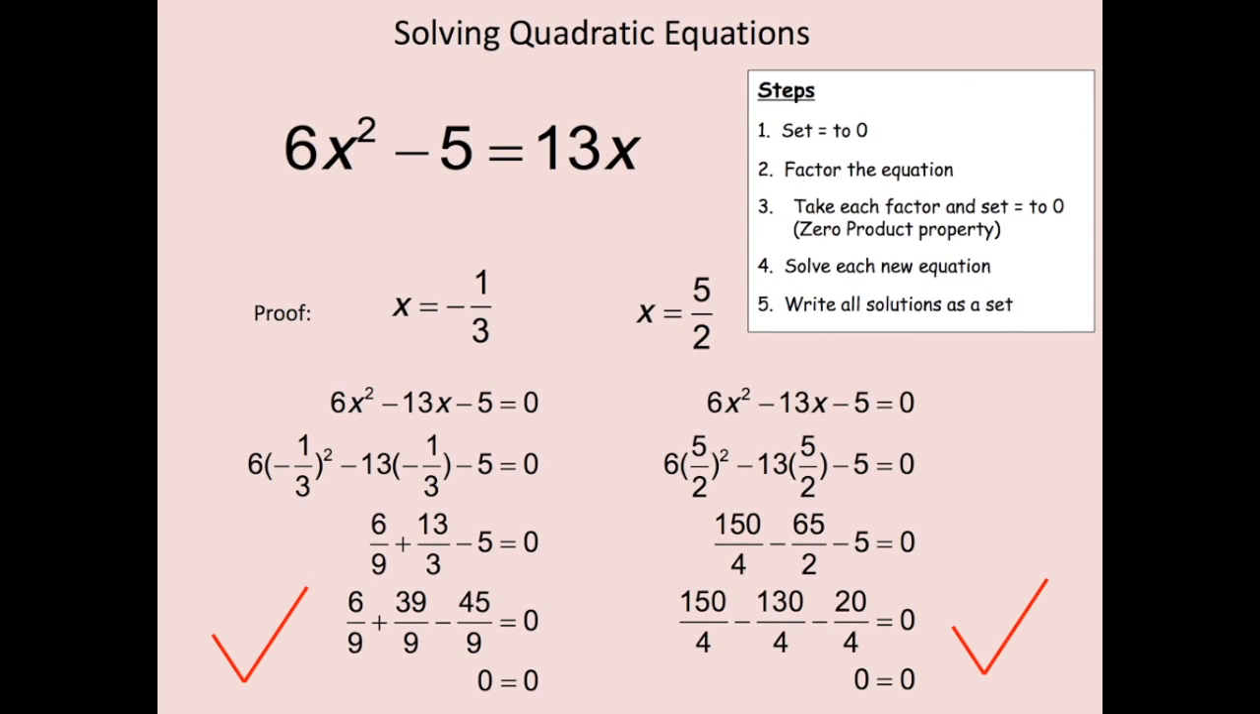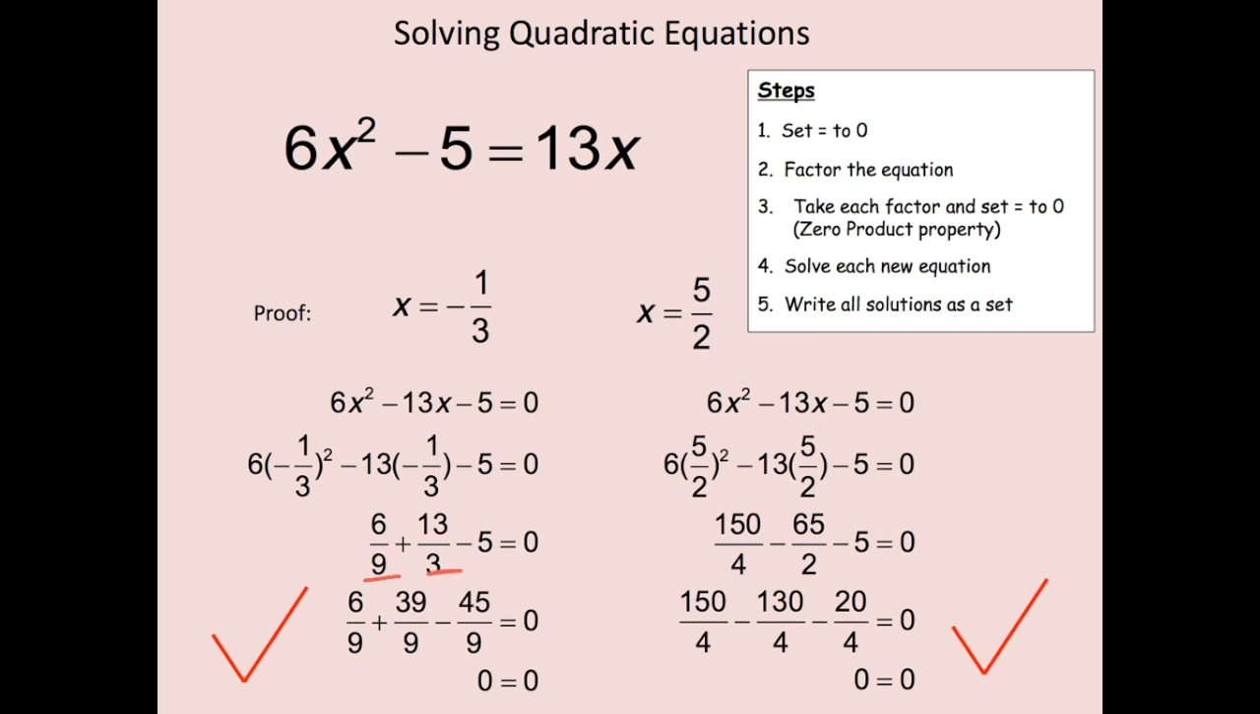And as you can see on this next screen, I've gone in and worked it out, checked them. This is a little bit harder to check because you've got the fractions, but make sure you use your calculator or something to do that when possible. I plugged in the negative 1/3 for x, so I have 6 times negative 1/3 squared minus 13 times negative 1/3 minus 5. Well, negative 1/3 squared is 1/9, so 6 times 1/9 is 6/9. 13 times negative 1/3 is positive 13/3 because of the minus. So finding the common denominator, I have 6/9 plus 39/9 minus 45/9, which gives me 0.